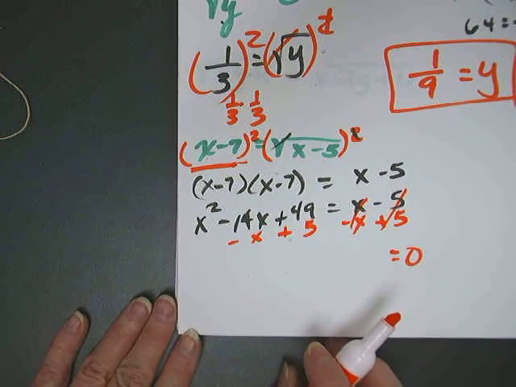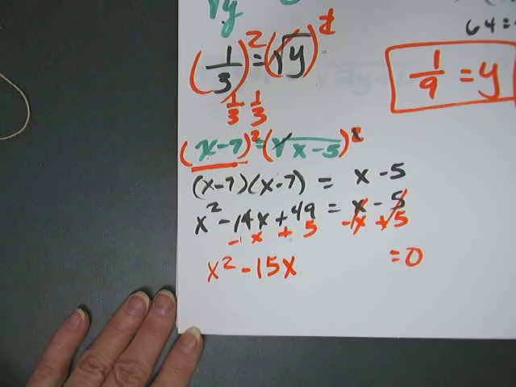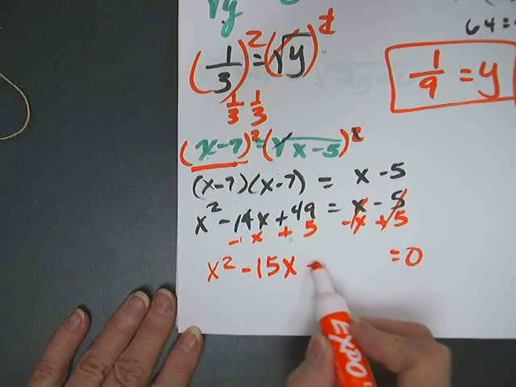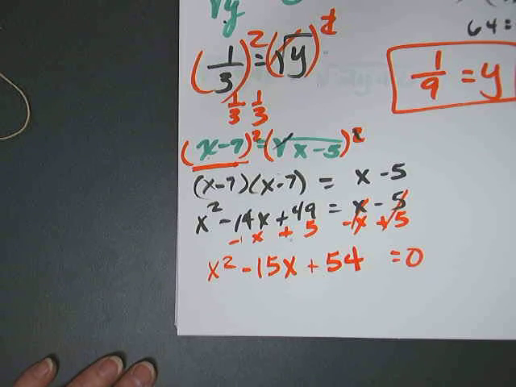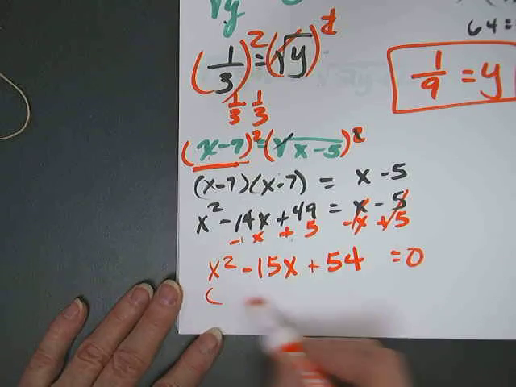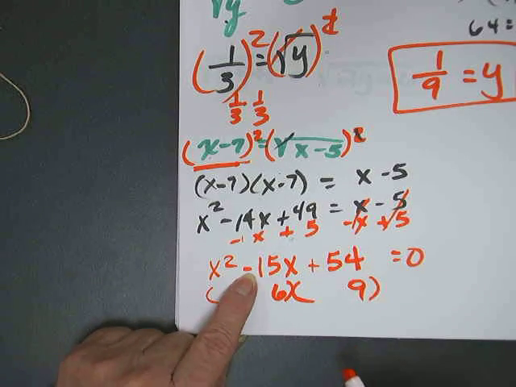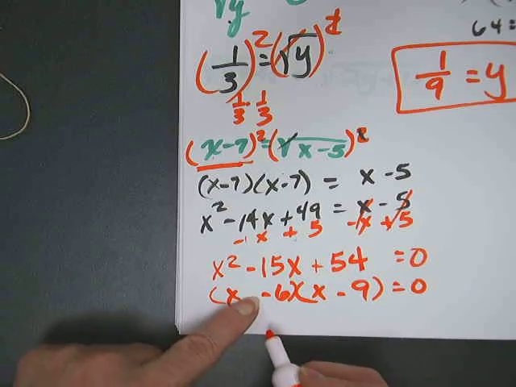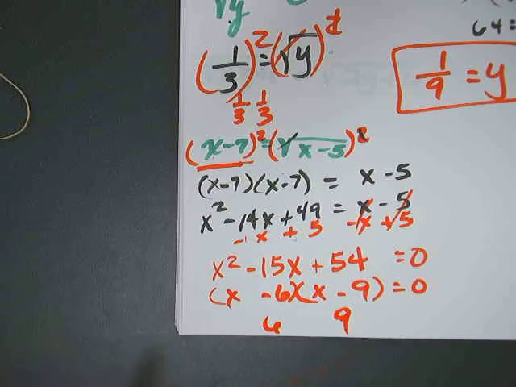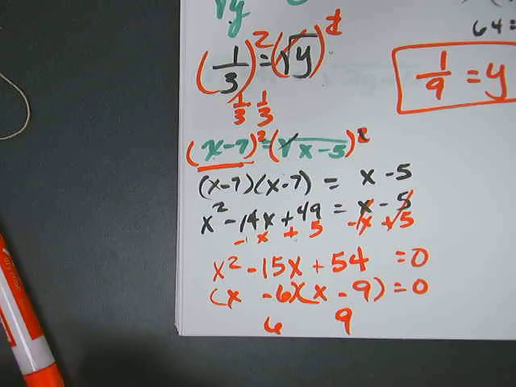Okay. Get it all to one side. Now we have it equal to 0. X squared, negative 14, negative 1 is negative 15x. Positive 49, positive 5 is positive 54. We need the two numbers that multiply to give us 54 and they add up to 15. Six and 9, yeah. And they both need to be negative to get a negative 15, right? Since that's equal to 0, we have a positive 6 for this answer, positive 9 for that answer.